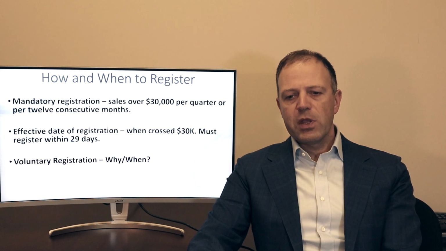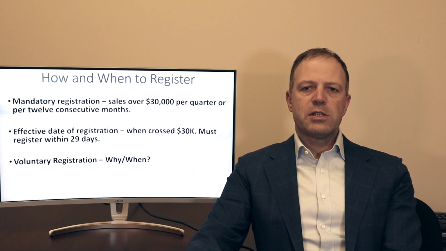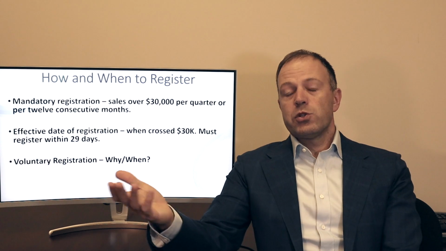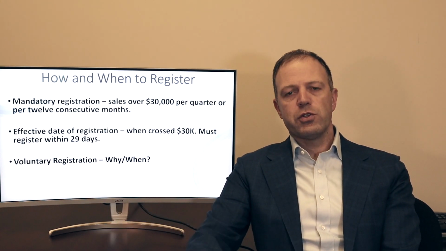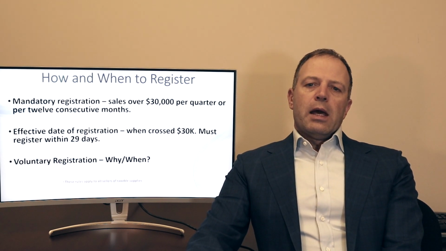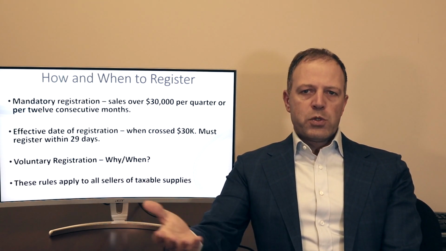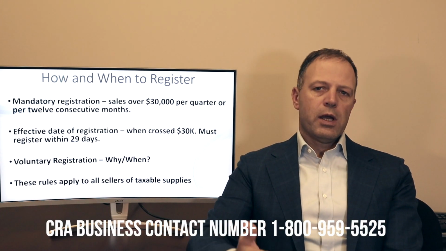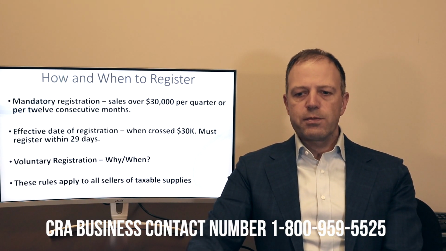Then there is a voluntary registration, and voluntary registration allows businesses offering regular products and services to register as soon as you want, and I'll explain in a moment why you would want to in certain situations register voluntarily for the GST HST system. The rules, as I said, apply to all the taxable supplies, which are most of the products and services sold in Canada. All you have to do is call either CRA or your accountant and ask if what you sell is covered by HST rules. You'll get the answer within 2 minutes.